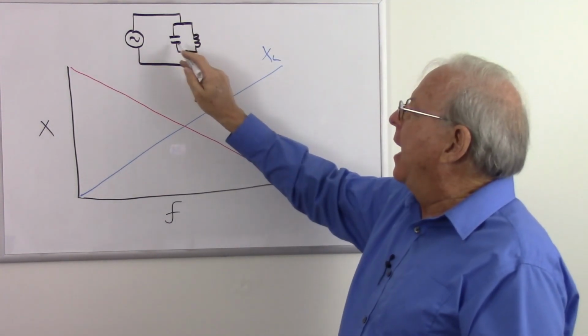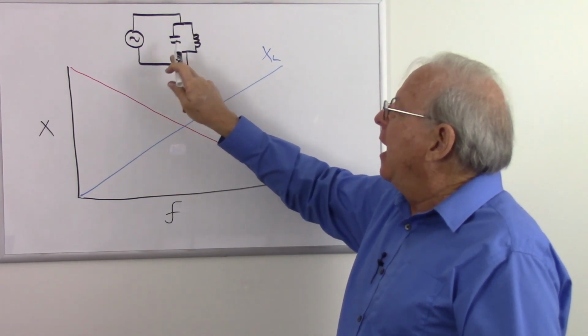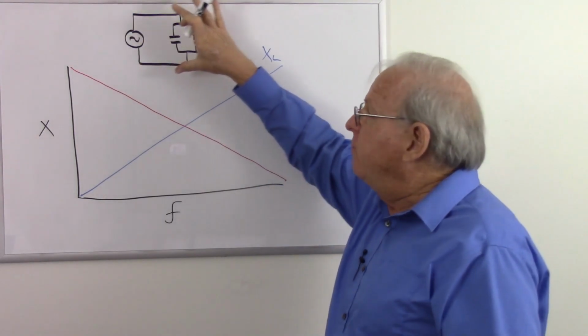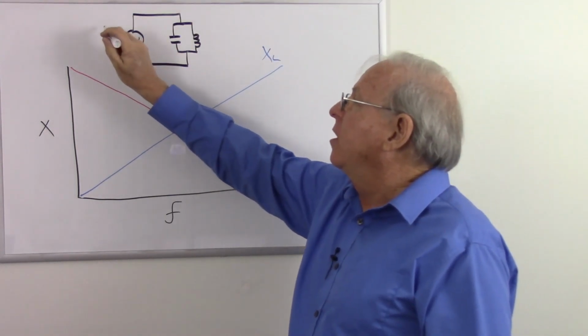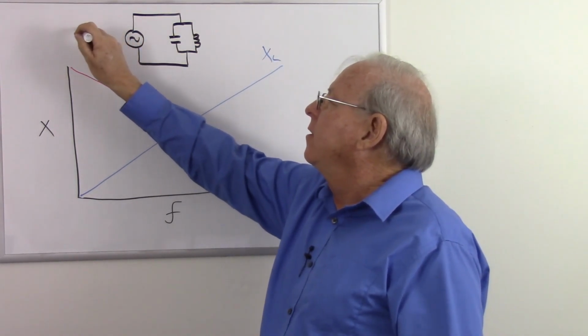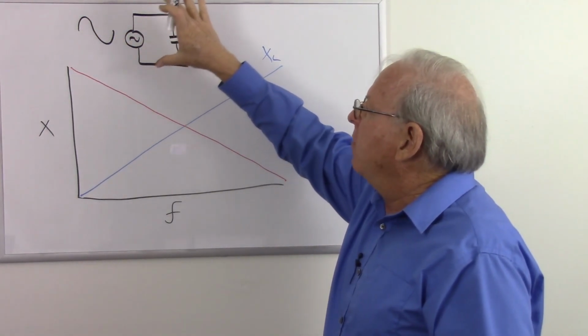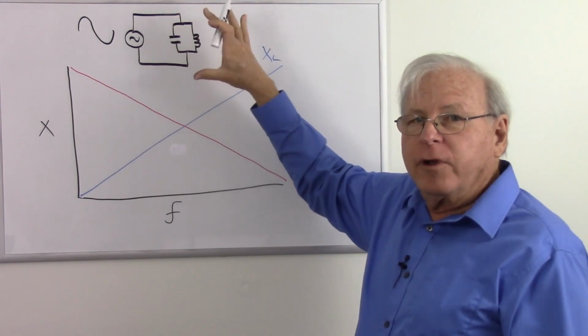So we have a capacitor and an inductor, and in this case, since everything's in parallel, the voltage is going to be the same everywhere. As the voltage goes up, voltage goes down, it's the same everywhere. So what's going to be different is going to be the current.